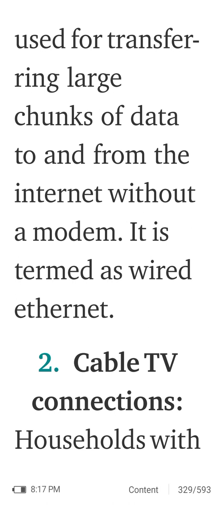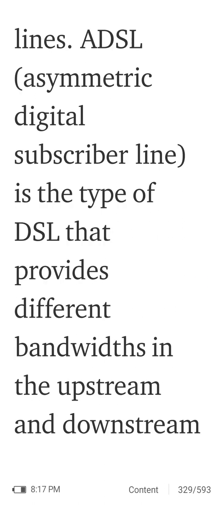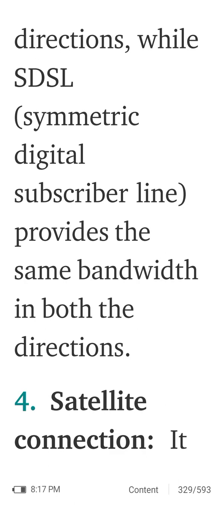It is termed as wired Ethernet. And cable TV connections, households with cable TV have the option of cable modem internet access. Then digital subscriber line, DSL, it works over POTS, plain old telephone service, copper telephone lines. ADSL, asymmetric digital subscriber line, is the type of DSL that provides different bandwidths in the upstream and downstream directions, while SDSL, symmetric digital subscriber line, provides the same bandwidth in both directions.